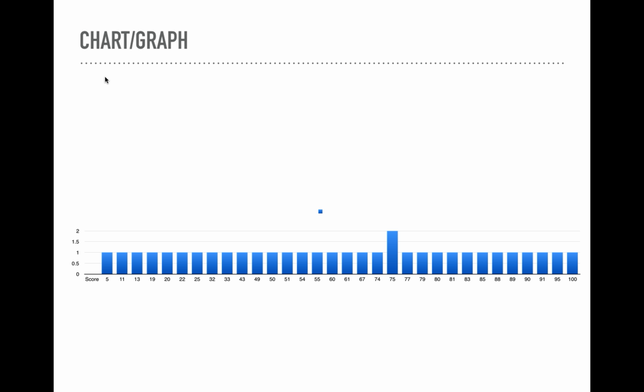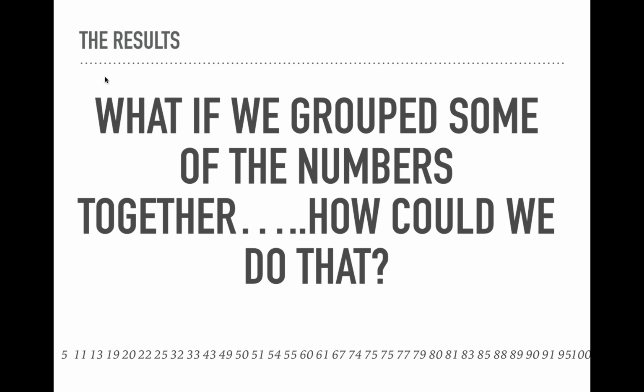So here's a graph of the data. Again, there's so many numbers. Most people only scored the particular score once. It was only one person who got 77, but there were two people who got 75. But still, it doesn't really give us a lot of information. Graphing numbers like this is not really that helpful.